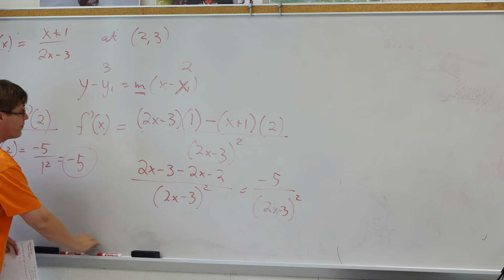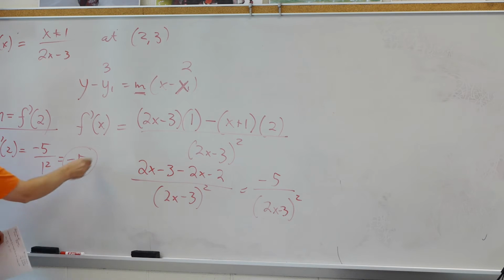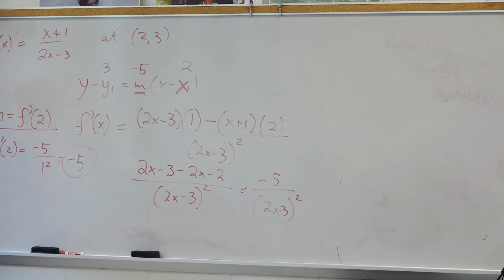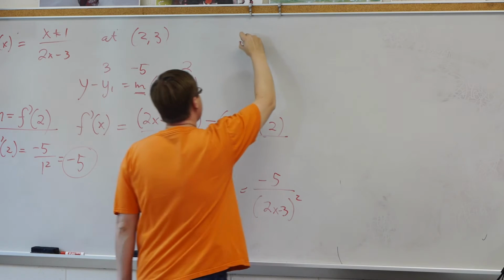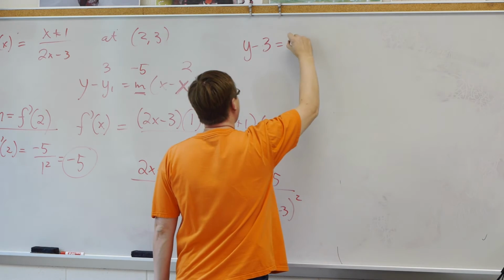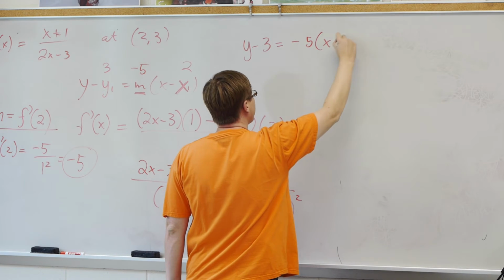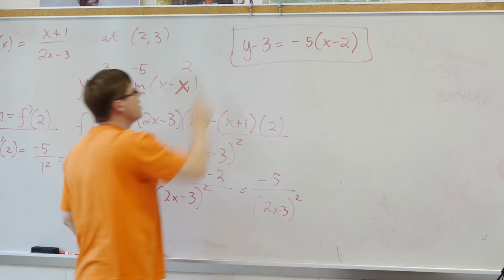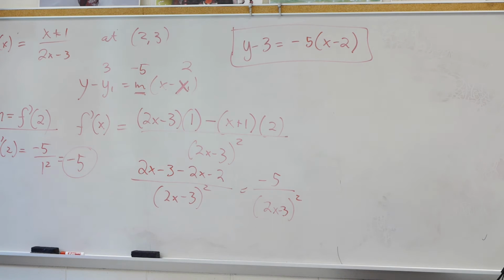So for my final step, that's the missing piece in the equation of my line, because that's what I'm trying to find, the equation of the tangent line at this point. So the equation of the tangent line is y minus 3 equals negative 5 times x minus 2. And I'm always happy with point slope form, so you can leave it like that.